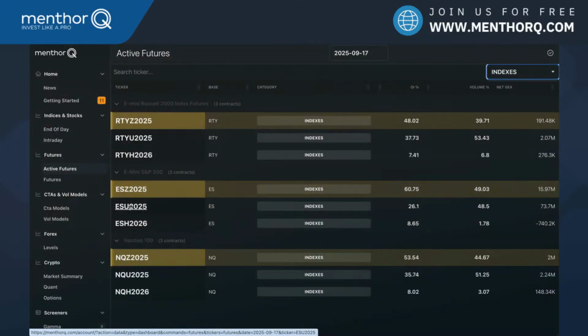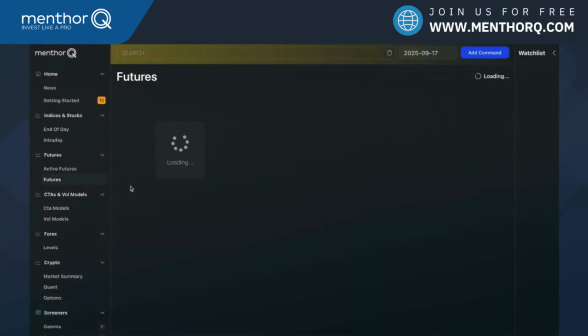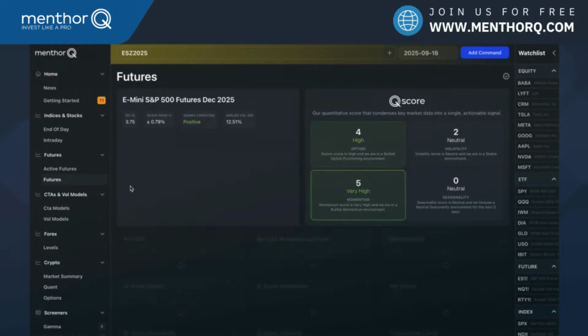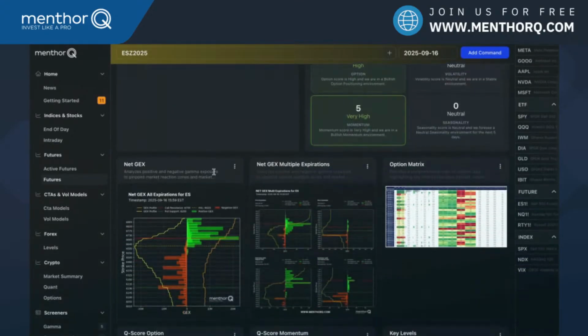So if you are using levels on the September contract, you're still missing a big part of the picture, because the market has already moved to the December. So click on the December contract, we open up the futures dashboard, and then we can go over the data on this. We can also see that we are in positive gamma on the ES contract, which is confirming our view.